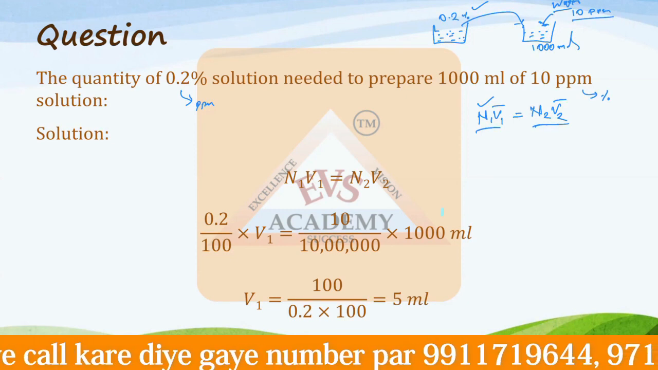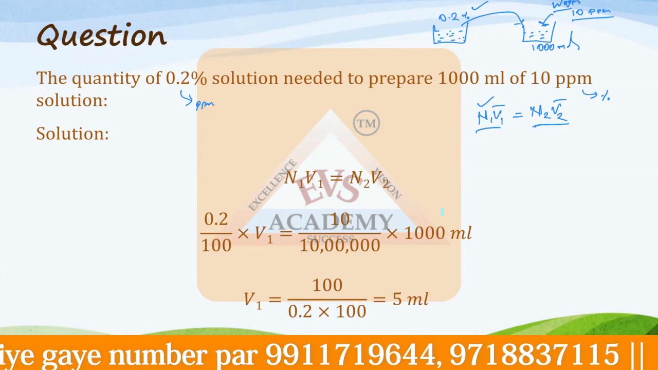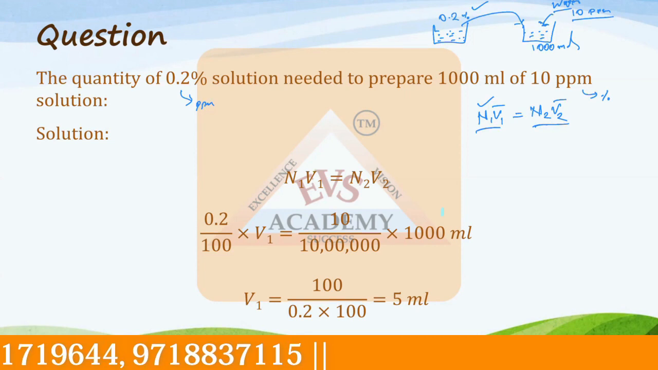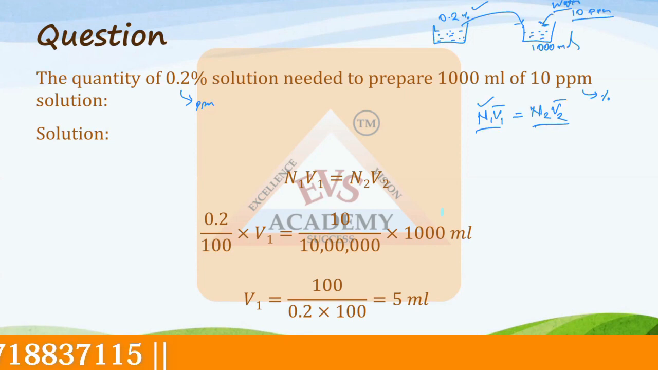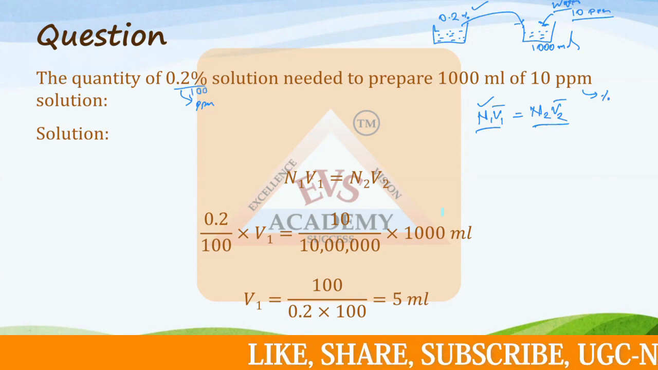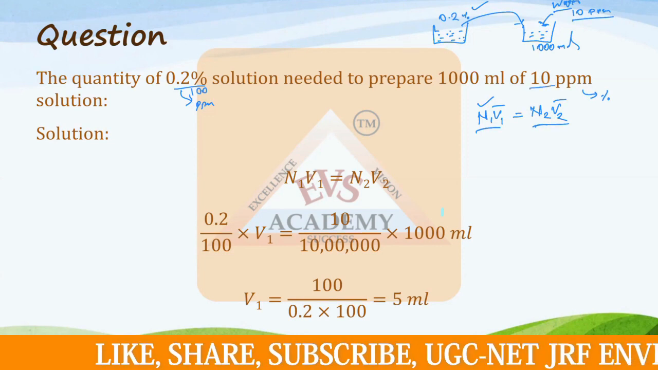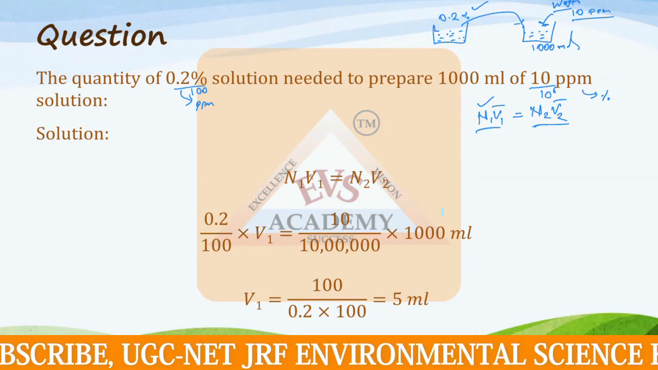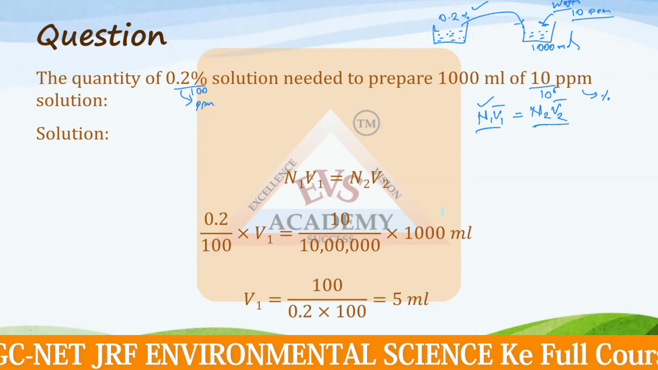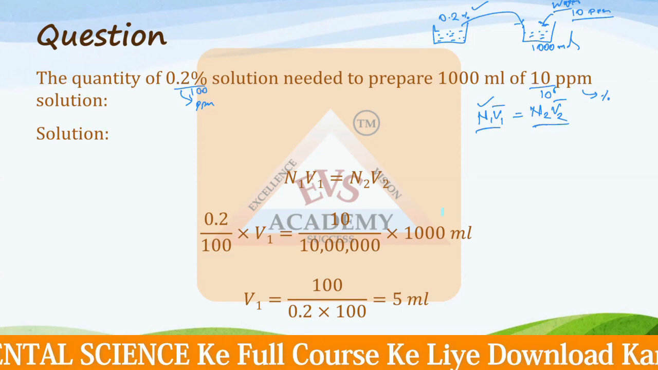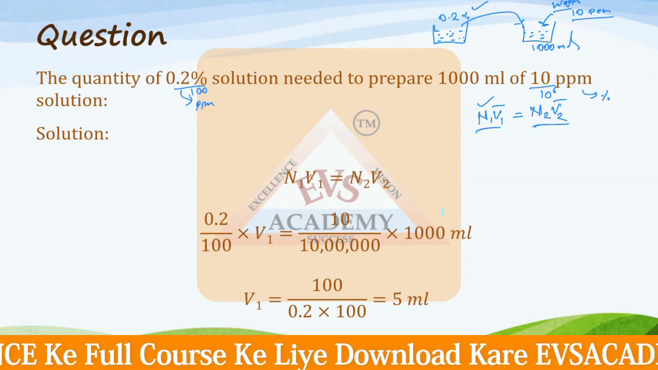But I have another shortcut, where you can skip this conversion: just divide each value by its unit. You will convert it into unity. Like this percentage divided by percent, meaning 100. Now it is converted into unity. This ppm divided by 10 lakh, 10 to the power 6, is again converted into unity. So I can divide both values by their respective units, and now both are converted into unit values. So now both are equal.